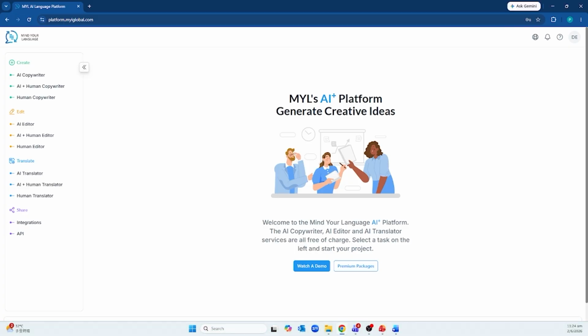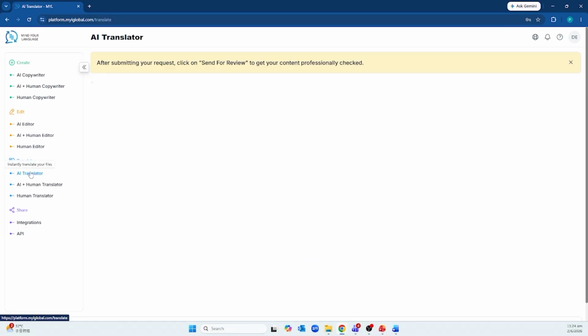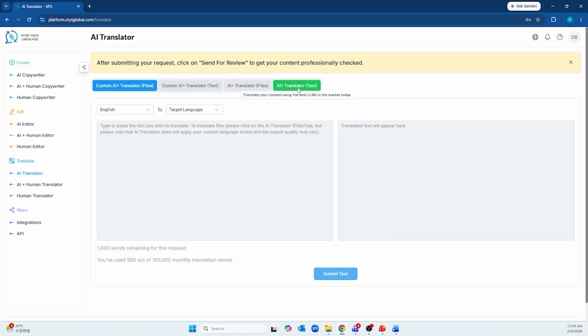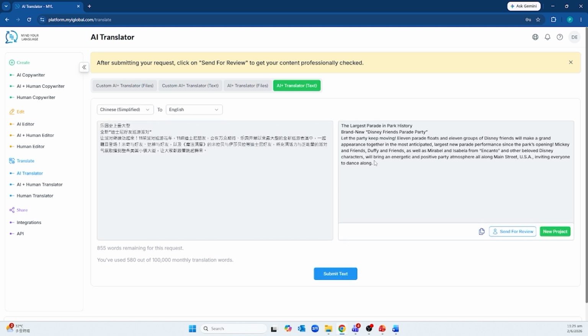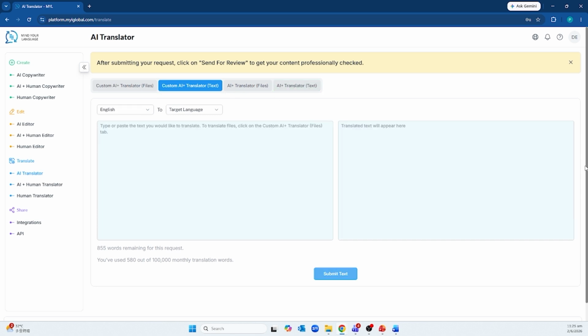Generic AI is trained on massive public datasets. It does a very good job of understanding language broadly, but it doesn't know your industry, your product terminology, or your brand voice. So what often happens if we translate with generic AI models is that the translation is technically correct, but not necessarily the message you wish to convey. With MYL's custom AI translation, the model is trained with your terminology, your past translations, and your brand language.